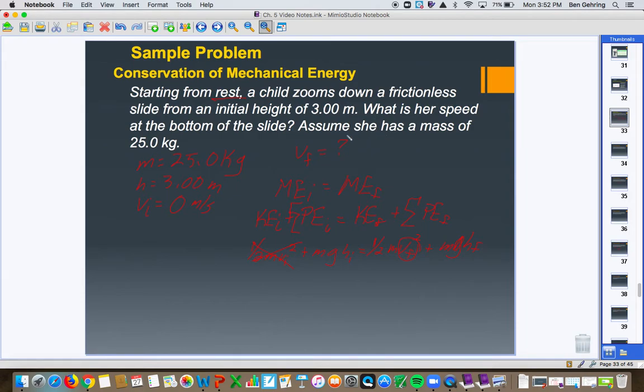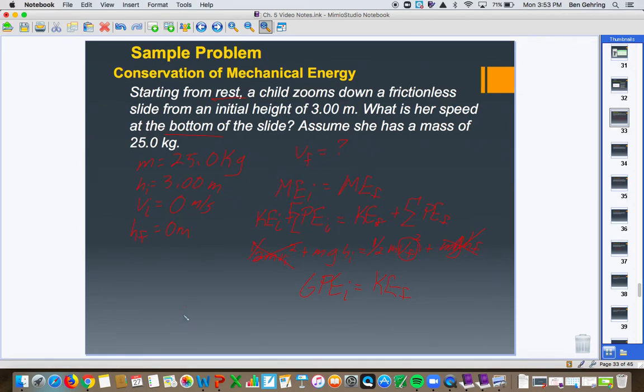If I'm looking for her speed at the bottom of the slide, when she gets to the bottom, how far above the ground is she? Well, she's not. So my H final is going to be 0 meters as well, which means this is going to be 0. So I can cross that off. So I know that my initial potential energy, my GPE initial, is going to be equal to my KE final. So now I can do some math.